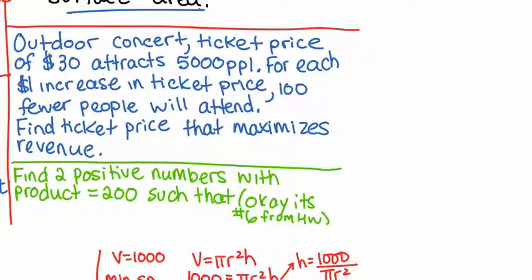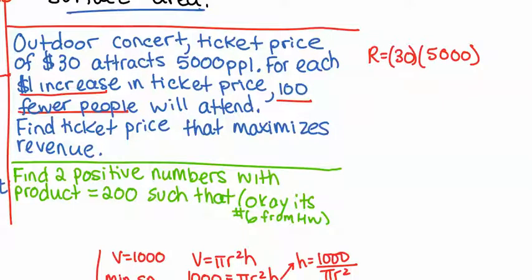Outdoor concert. Okay, so here's our classic revenue question. We're finding the ticket price that maximizes the revenue. So let's say the revenue that they're going to take in from this concert is $30 per person, and they're getting 5,000 people to go. So they could potentially earn $150,000 from this concert. But they want to know, should I increase my ticket price by $1? But if I do, I'll get 100 fewer people.